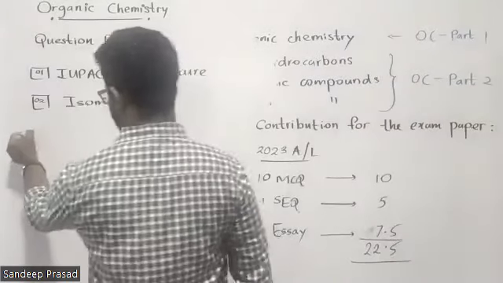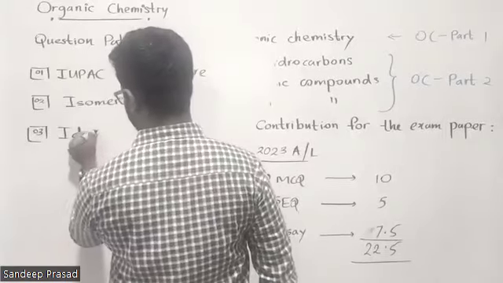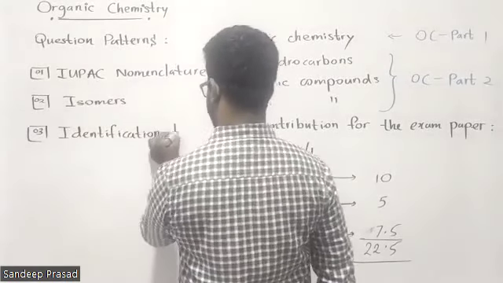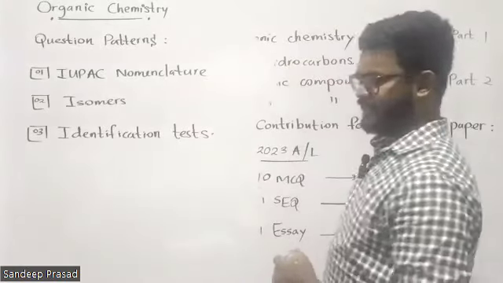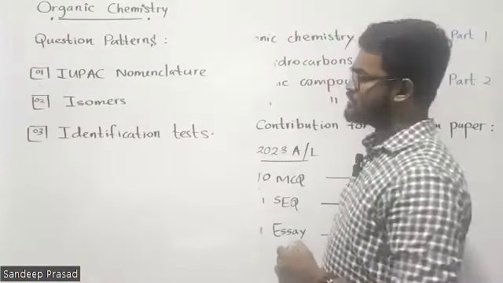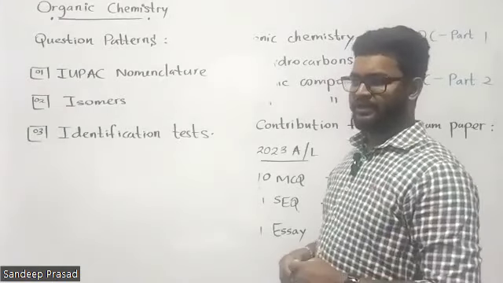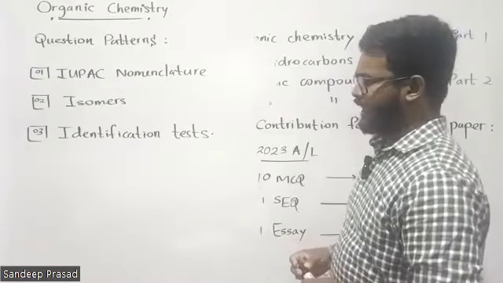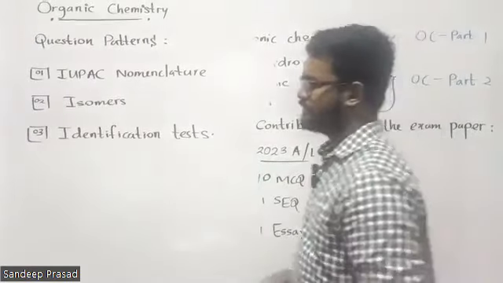And the third question type is identification tests. We have some identification tests to discuss here, in order to identify primary and secondary alcohols, in order to identify aldehydes and ketones, in order to identify alkynes. So likewise, we have some identification tests. We are going to discuss them separately.